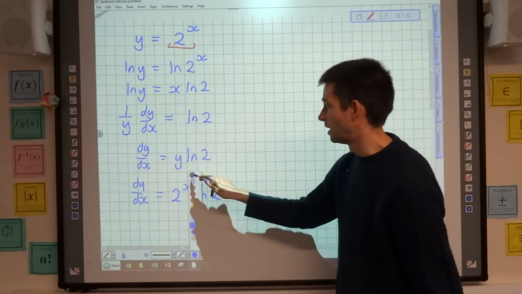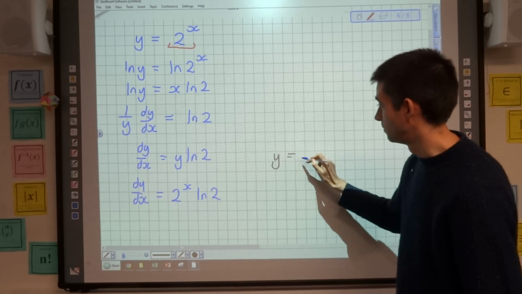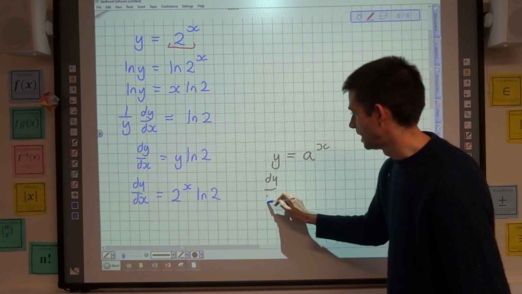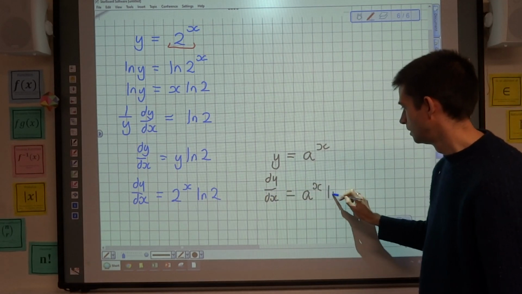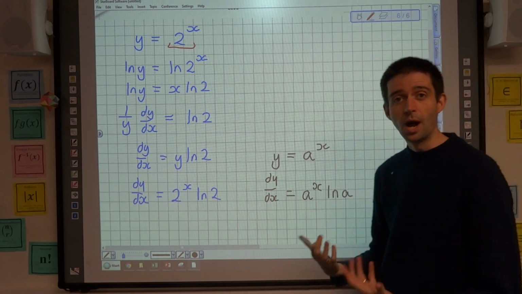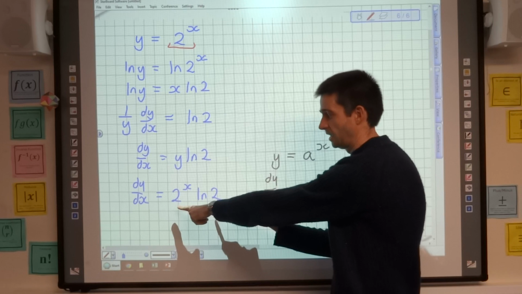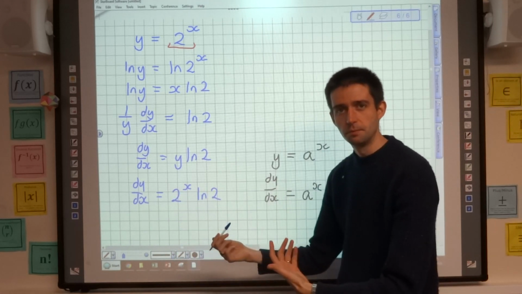After this, it is perfectly acceptable to use the general result, which is if y equals a to the power of x, then dy dx would equal a to the power of x ln a, where a is a constant, a is a number. So in this case, a is 2, we differentiate 2 to the x, we get 2 to the x ln 2.